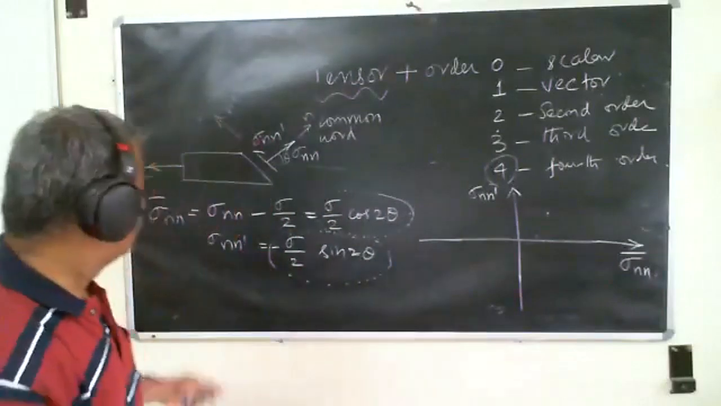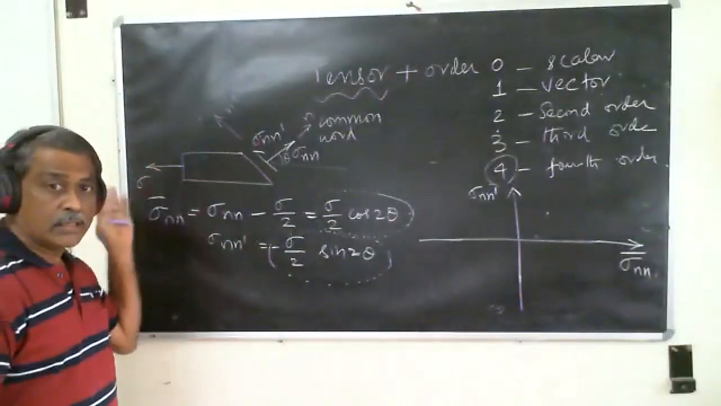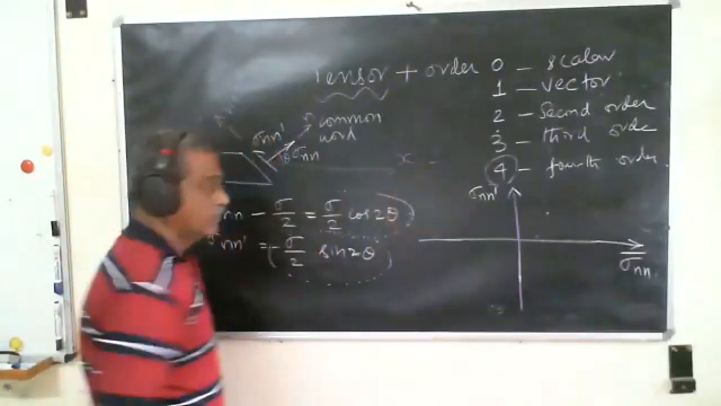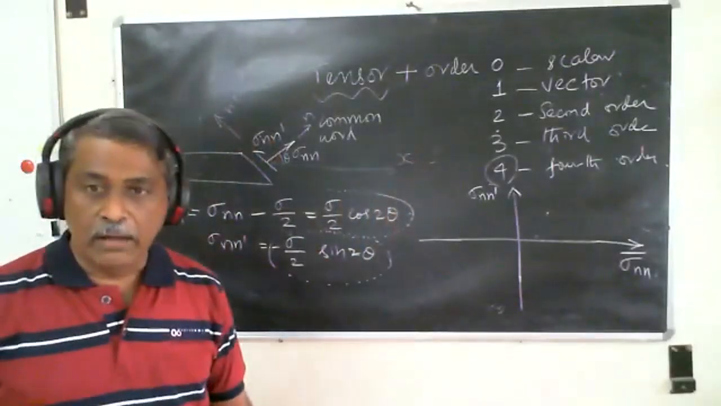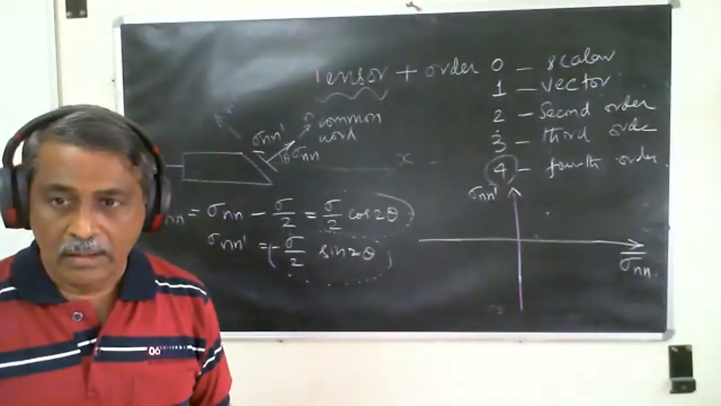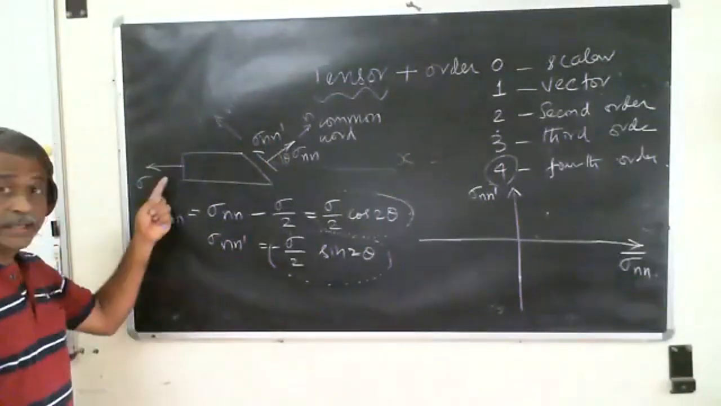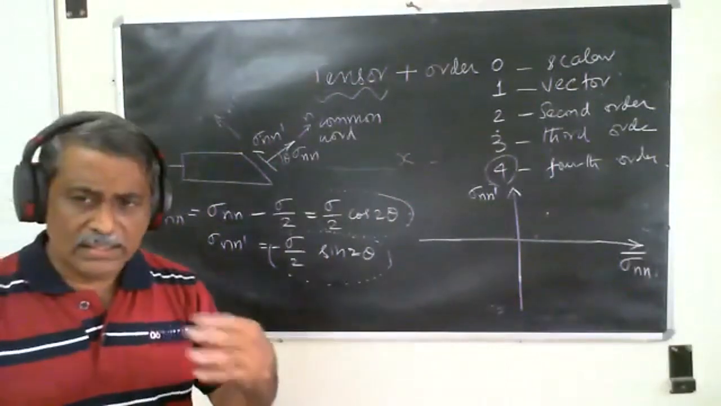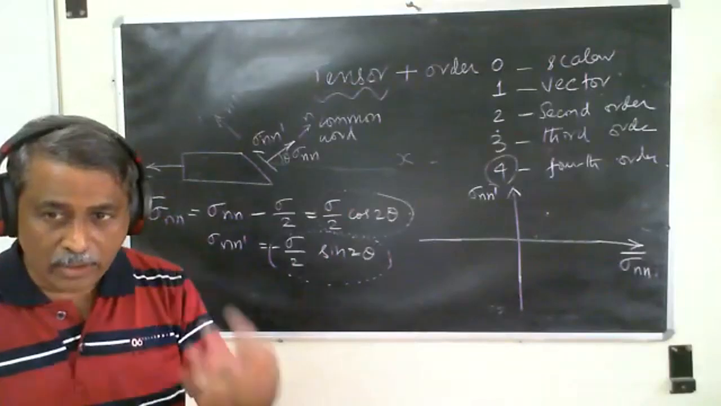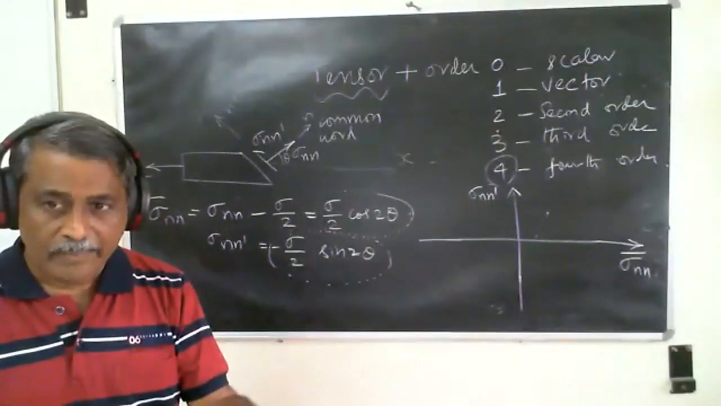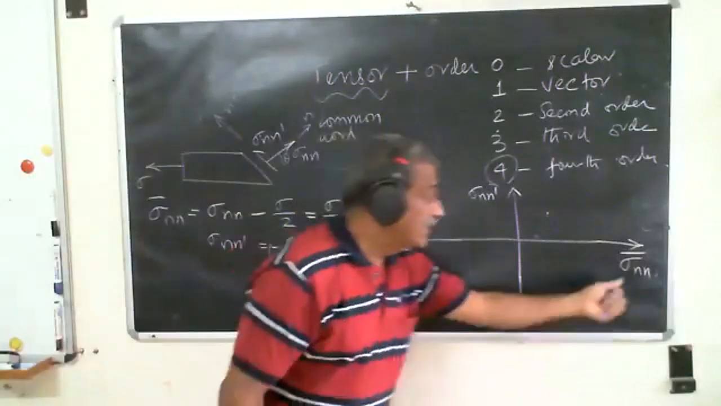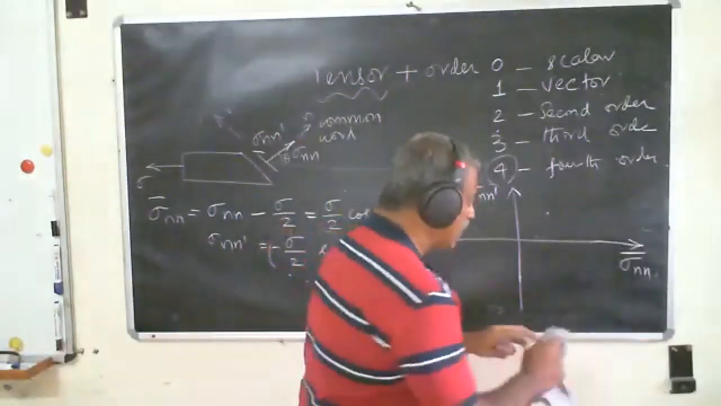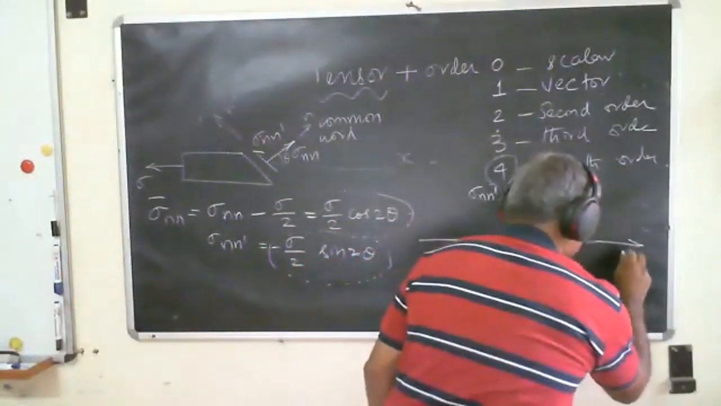Quickly. Here, when it is along the x direction, let's say this is the x direction, I have only pure sigma by 2. It is pure normal, so this is a normal stress. This is a shear stress. I'm going to now change it.